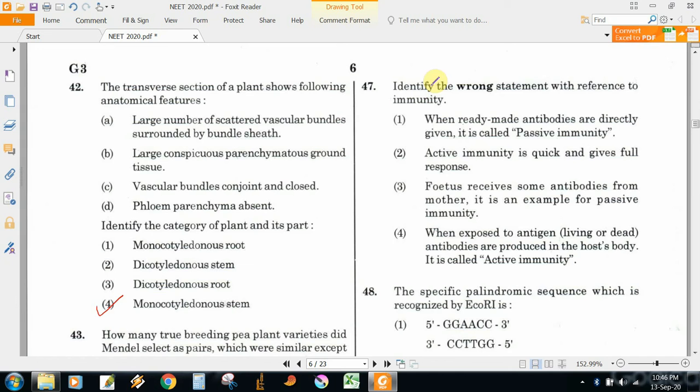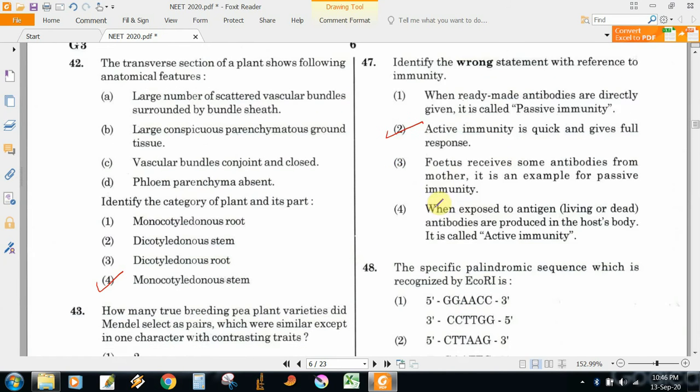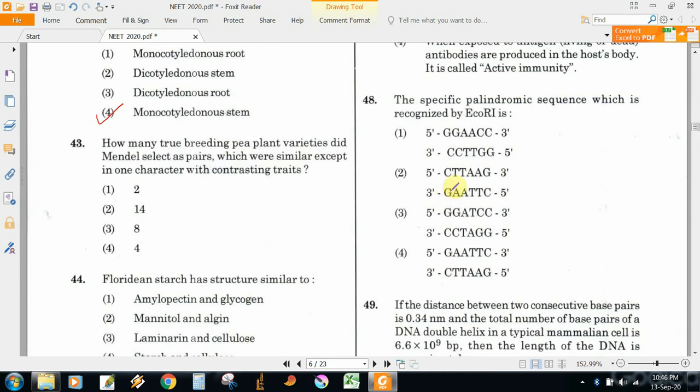So now, identify the wrong statement with reference to immunity. The first statement is when ready-made antibodies are directly given, it is called passive immunity. Active immunity is quick and gives full response. No, to get full active response, active immunity is quite slow, right? So the wrong statement is the second one only. Now moving on, how many true breeding pea plant varieties did Mendel select as pairs which were similar except in one character with contrasting traits? 2, 14, 8, 4. It is 14.